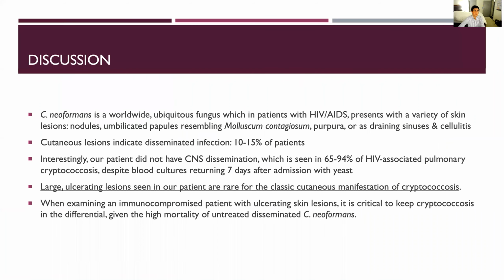We find this clinical vignette important because it highlights the extent and diversity of skin ulcerations seen in a patient with Cryptococcus neoformans infection and the importance in keeping it in the differential during physical exam of an immunocompromised patient. C. neoformans is a worldwide ubiquitous fungus which presents in immunocompromised patients with a variety of lesions. Cutaneous lesions are highly indicative of disseminated infection and seen in 10 to 15% of patients.